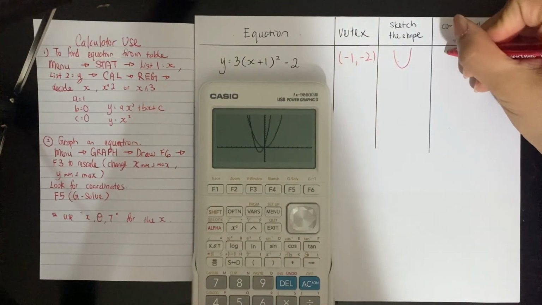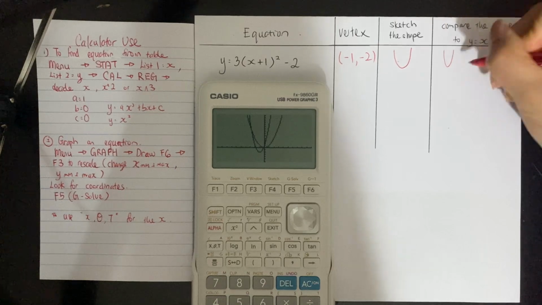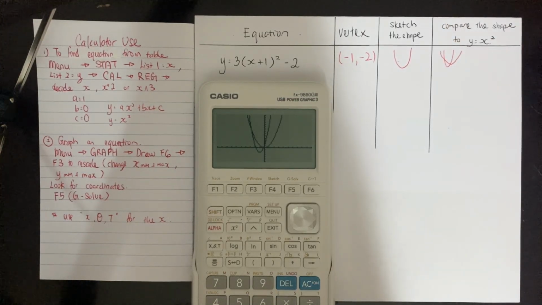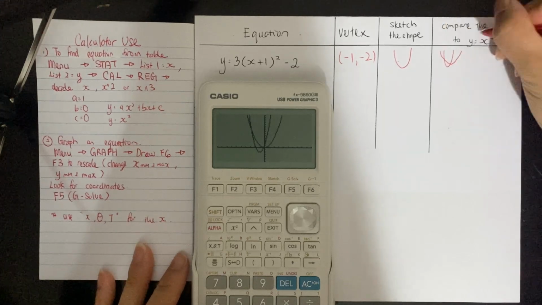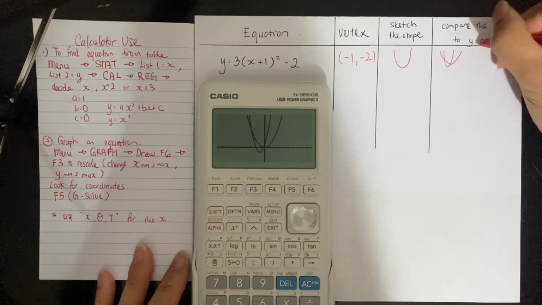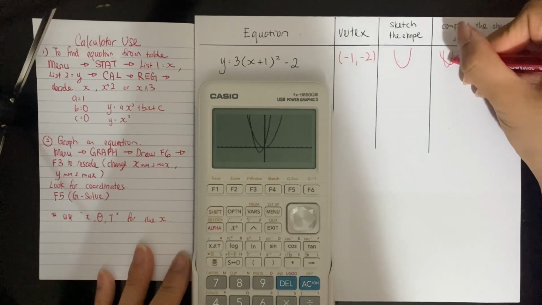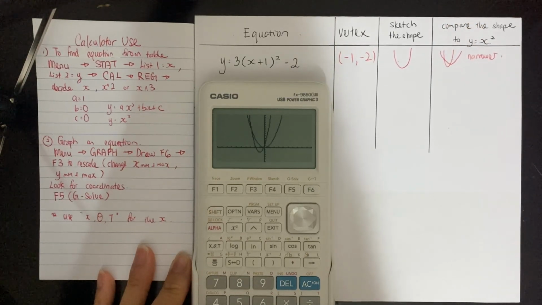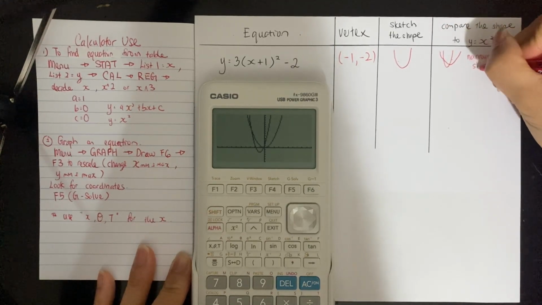So I know this is my first graph, this tiny one, while this big one will be my y equals x squared. So how does the shape compare to y equals x squared? It actually becomes narrower, or you can say it's actually steeper.